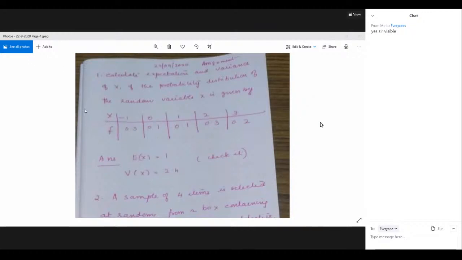Once you have read the question carefully, what is the question? You calculate the expected value. Expected value means mean. Mean and variance we have to find. In the discrete case, all of you know the formulas to find mean and variance. The mean is the expectation of x. Further, the formula is summation over all x of x into p of x.